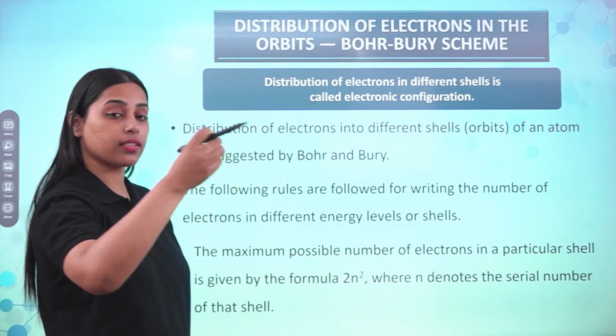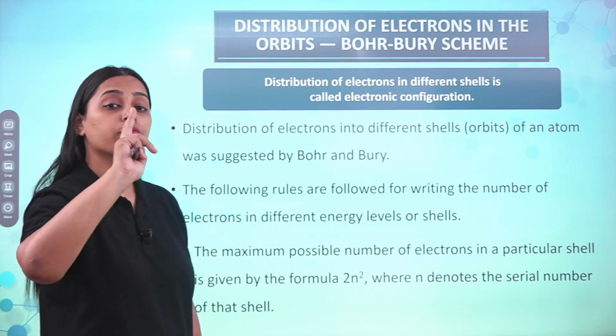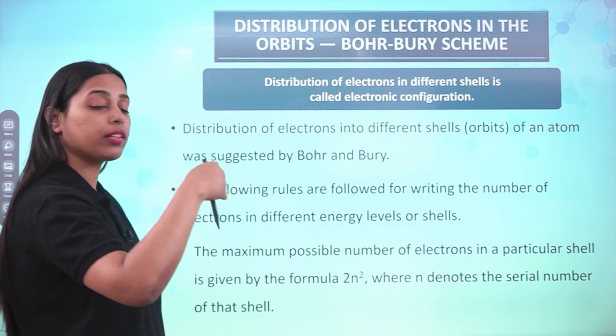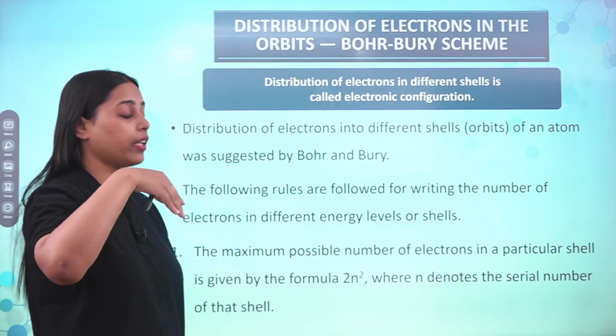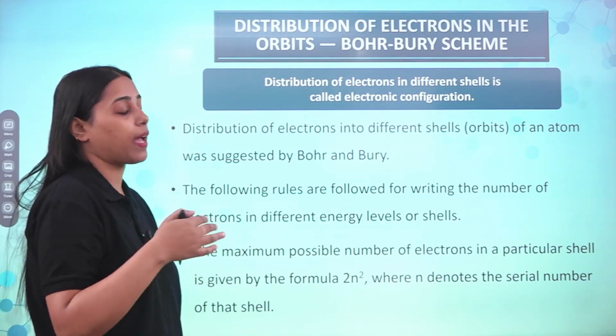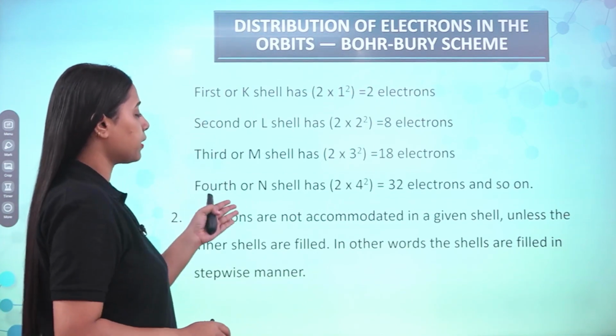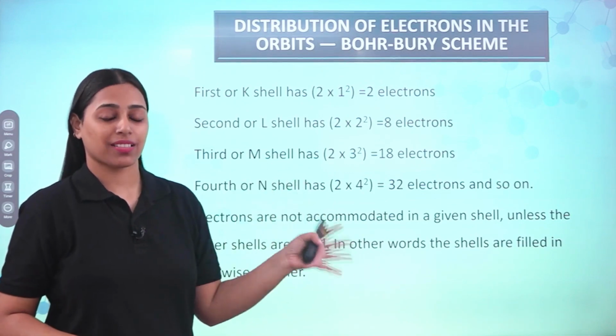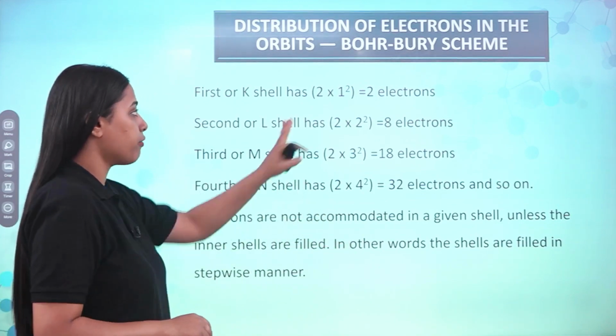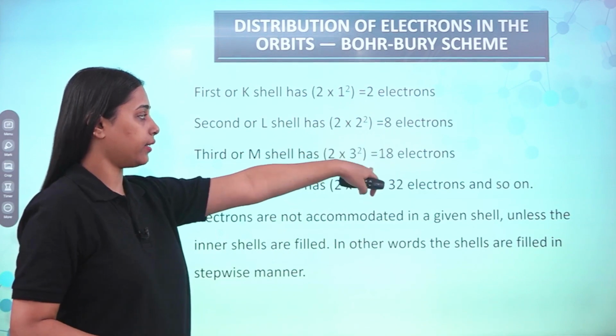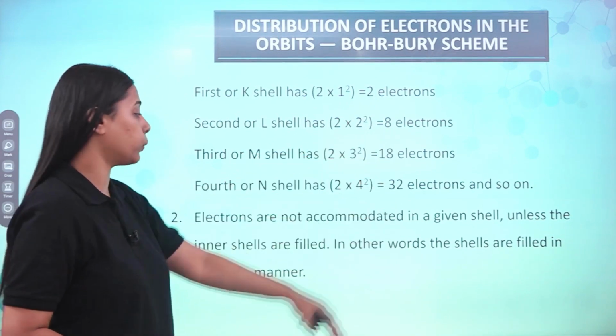Closer to the nucleus is the first shell, which will have 2 electrons only. The second shell then will have 8 electrons. The third shell will have 18 electrons. In this manner it follows. This is the general representation of how you calculate the maximum number of electrons for any shell. First 2 electrons, second 8, third 18, fourth 32.